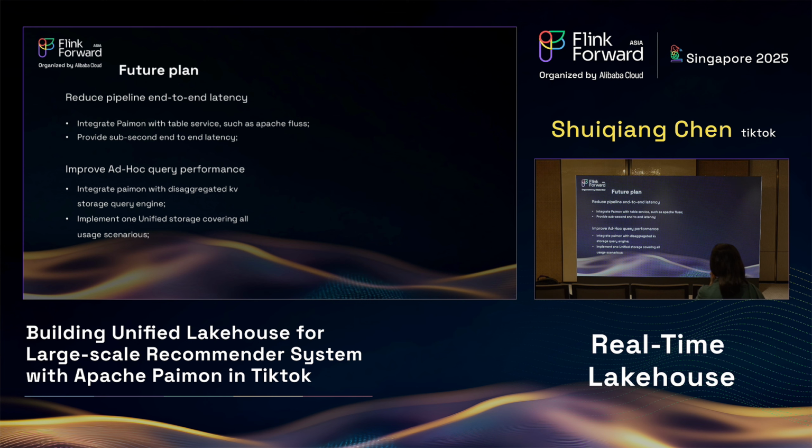Okay, let's talk about the future plan. First, we are going to integrate Paimon with a table service such as Apache Fluss to provide sub-second end-to-end latency. We can see that the end-to-end latency is only minute-level currently. The second is to improve the ad hoc query performance by integrating Paimon with a disaggregated KV storage query engine, so that the data in Paimon can also be used for online serving. And finally, implement one unified storage covering all usage scenarios.